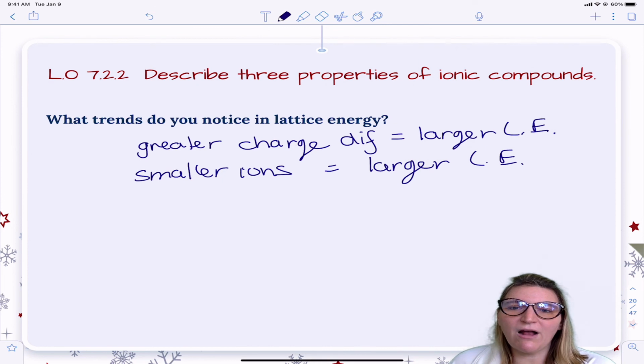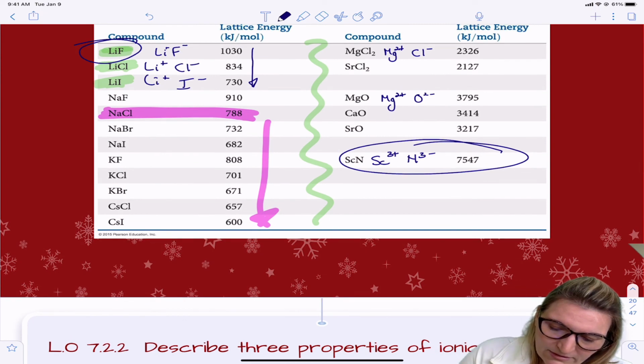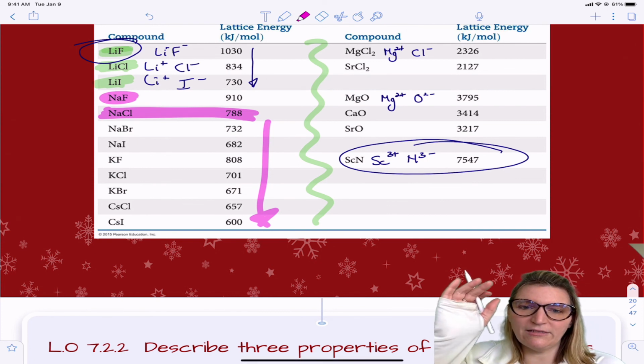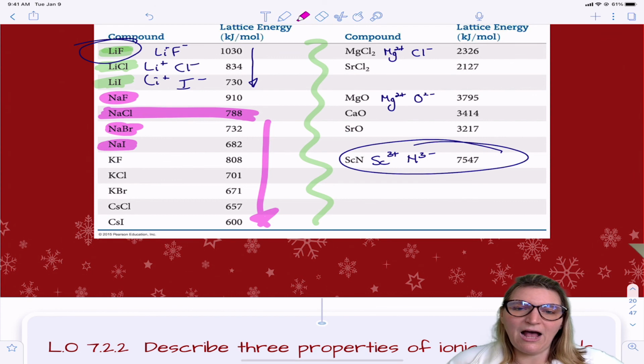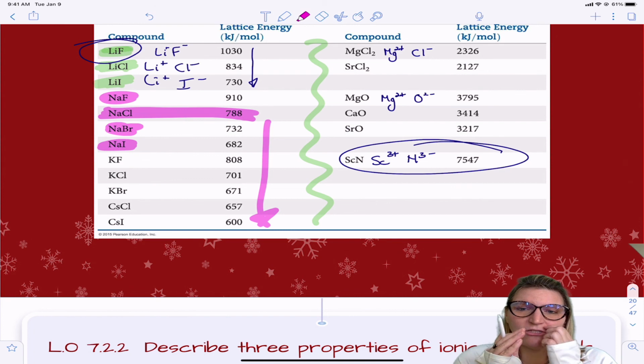Think of where the smaller ions are. They're at the top of the periodic table. So when you look at, let's say, NaF, fluoride is at the top, then it's NaCl, then it's NaBr, then it's NaI. Iodine is the largest of the halogens, therefore the ions are the furthest apart, and it only takes 682 kilojoules to break up. Whereas with NaF, fluorine is the smallest of the halogens. The ions are closer together, Coulomb's law. It's going to take more energy to break it up.